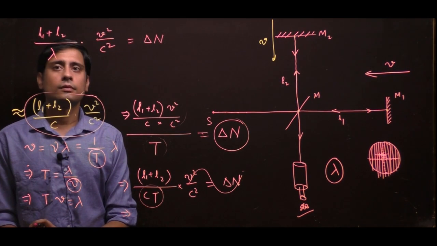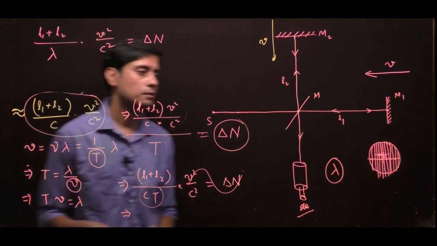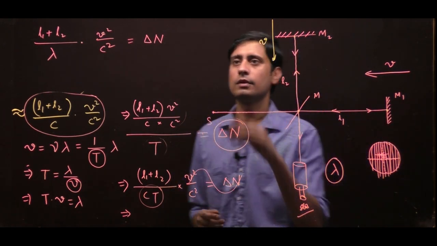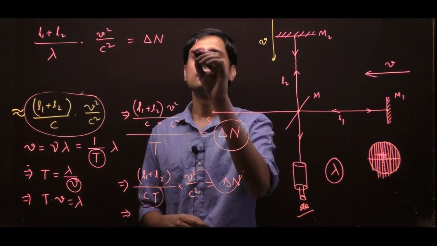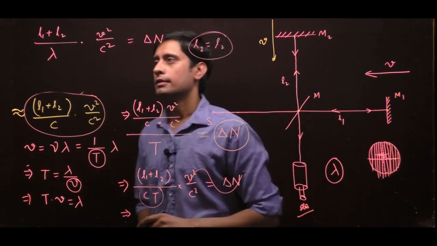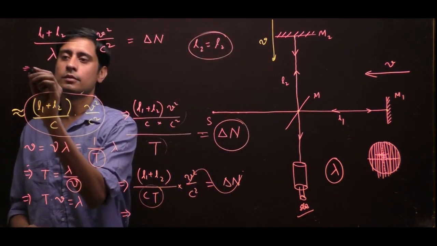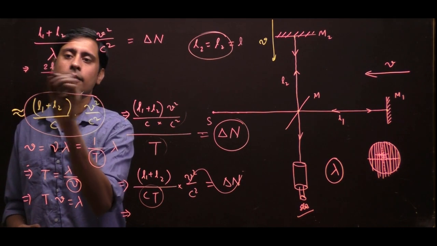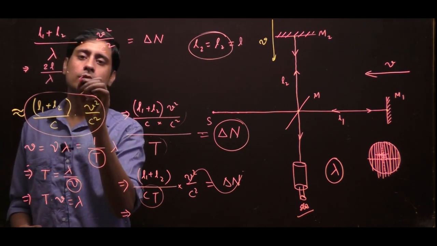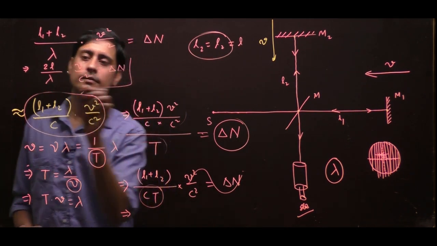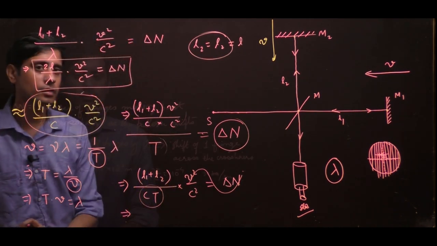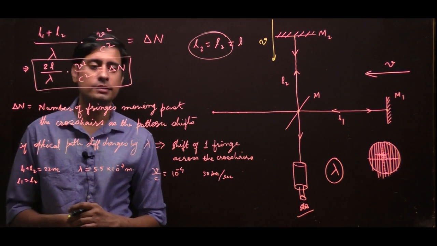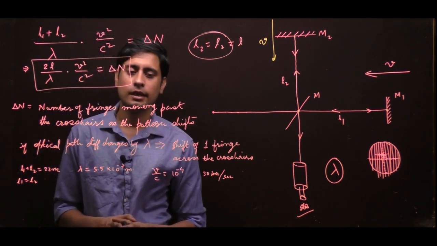Now we can just approximate that this length L1 and L2 are approximately equal. If we take L1 and L2 to be equal, then this L1 plus L2 will become twice, take this as L. So it will be twice L upon lambda into V square upon C square. This will be equal to delta N. So we now have the final formula. This delta N is the number of fringes moving past the crosshairs as the pattern shifts.